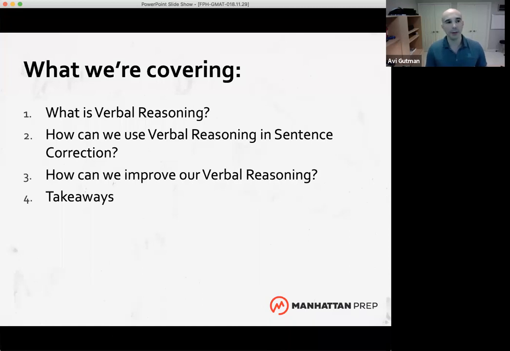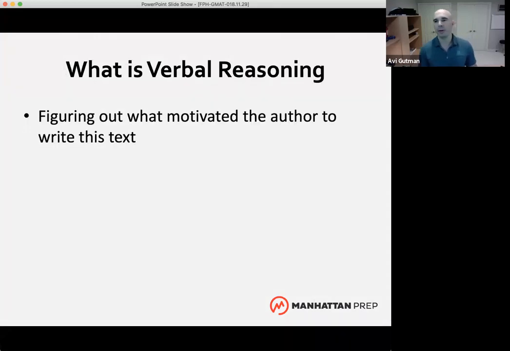So without further ado, I want to talk a little bit about what I think verbal reasoning really is. And then from that, we can figure out how to improve our verbal reasoning. So to me, verbal reasoning is figuring out what motivated the author. So this is what we need to do in reading comprehension. Indeed, every reading comprehension passage will have a question that asks, what was the author's primary purpose? Which is another way of asking, what motivated the author to write this text?